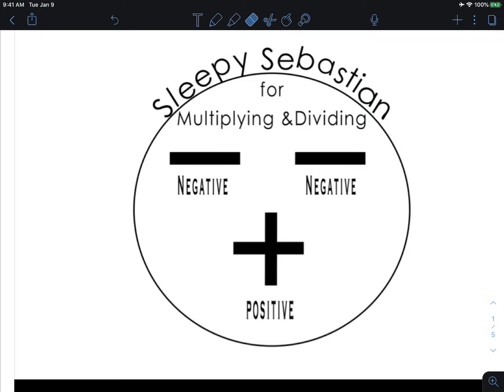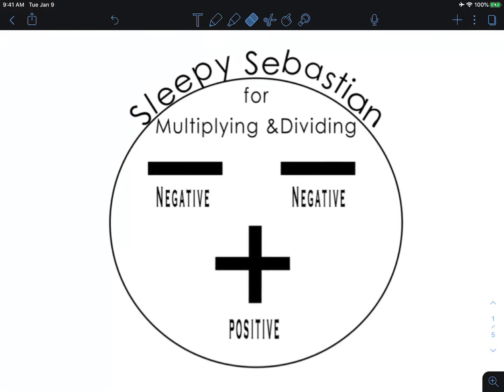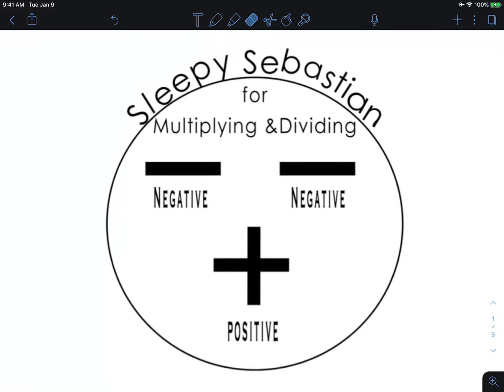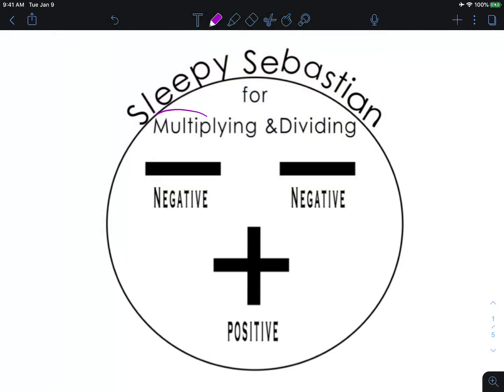All right, kiddos. So today we're going to learn... Last time we learned about adding and subtracting integers. So today we are going to learn about multiplying and dividing integers. We're going to learn how to multiply and divide positive and negative numbers, right?